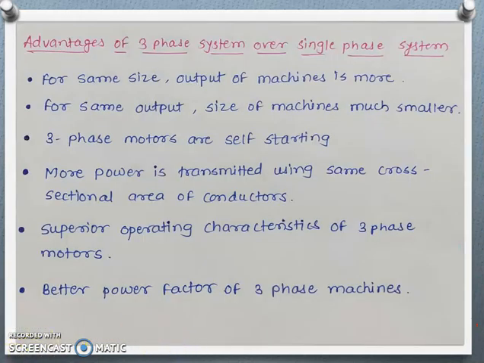Now, what are the advantages of this 3-phase system over a single-phase system? For the same size, the output of machines is more. Suppose we have a machine of the same size for a single phase and for a 3-phase, then the output of the 3-phase machine is more than the single-phase machine, which is beneficial. If we have the same output, then the size of a 3-phase system will be less as compared to a single-phase system. Also, the 3-phase motors are self-starting and the single-phase motors are not self-starting. So, this is also an important advantage of this 3-phase system.